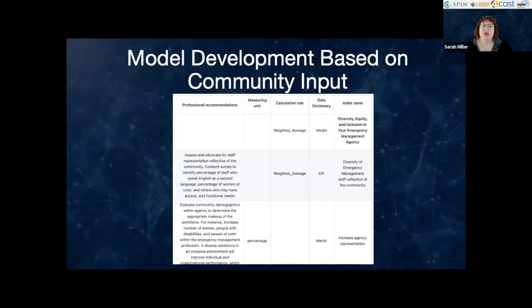Okay. So this is our model development. And this talks about what our professional recommendations were. I'm not going to read it to you, but it talks about the data structures. What's the recommendation? How are we going to measure it? How are we going to calculate that? Where's it going to go in this data file? And what's the name of it going to be? And so this is built on the open source model. This is the model that you can look at and see how this was built.